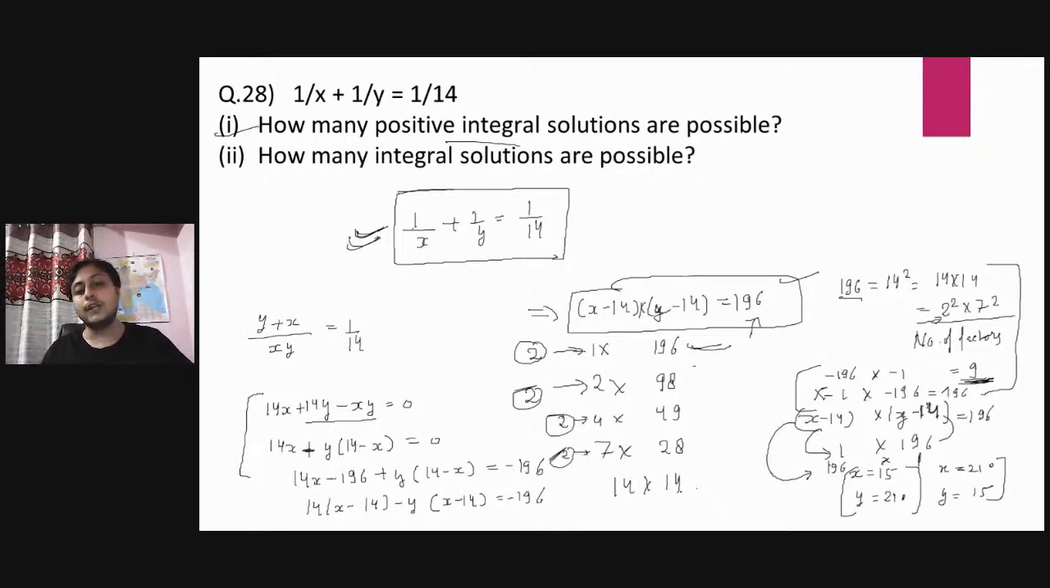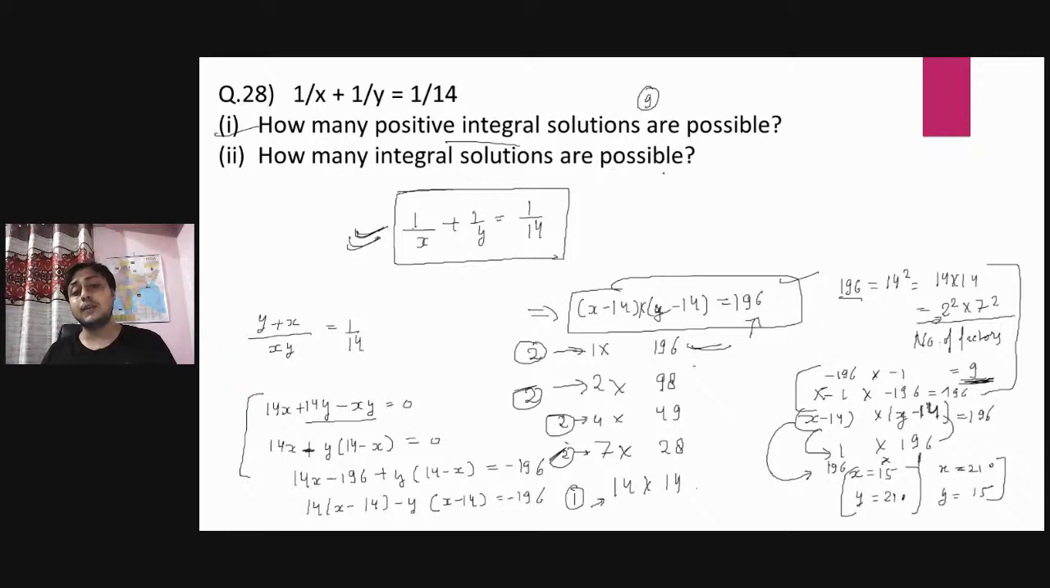But for this one, 14 into 14 and 14 into same thing now. So for this one, we'll get only one positive integral solution. So total number of positive integral solutions comes out to be 4 times 2, 8 plus 1, 9. How many? 9. Right. Next is how many integral solutions are possible?